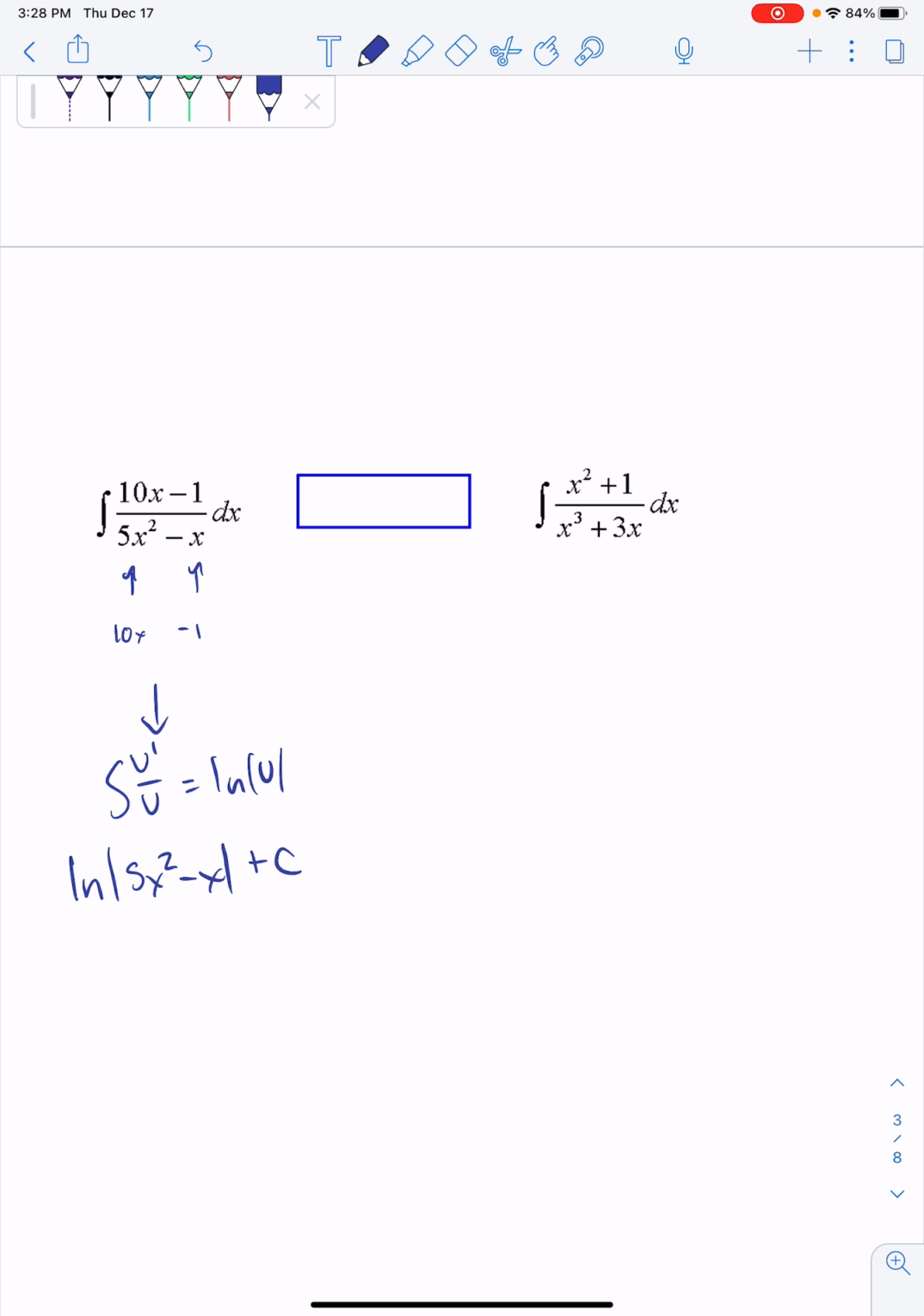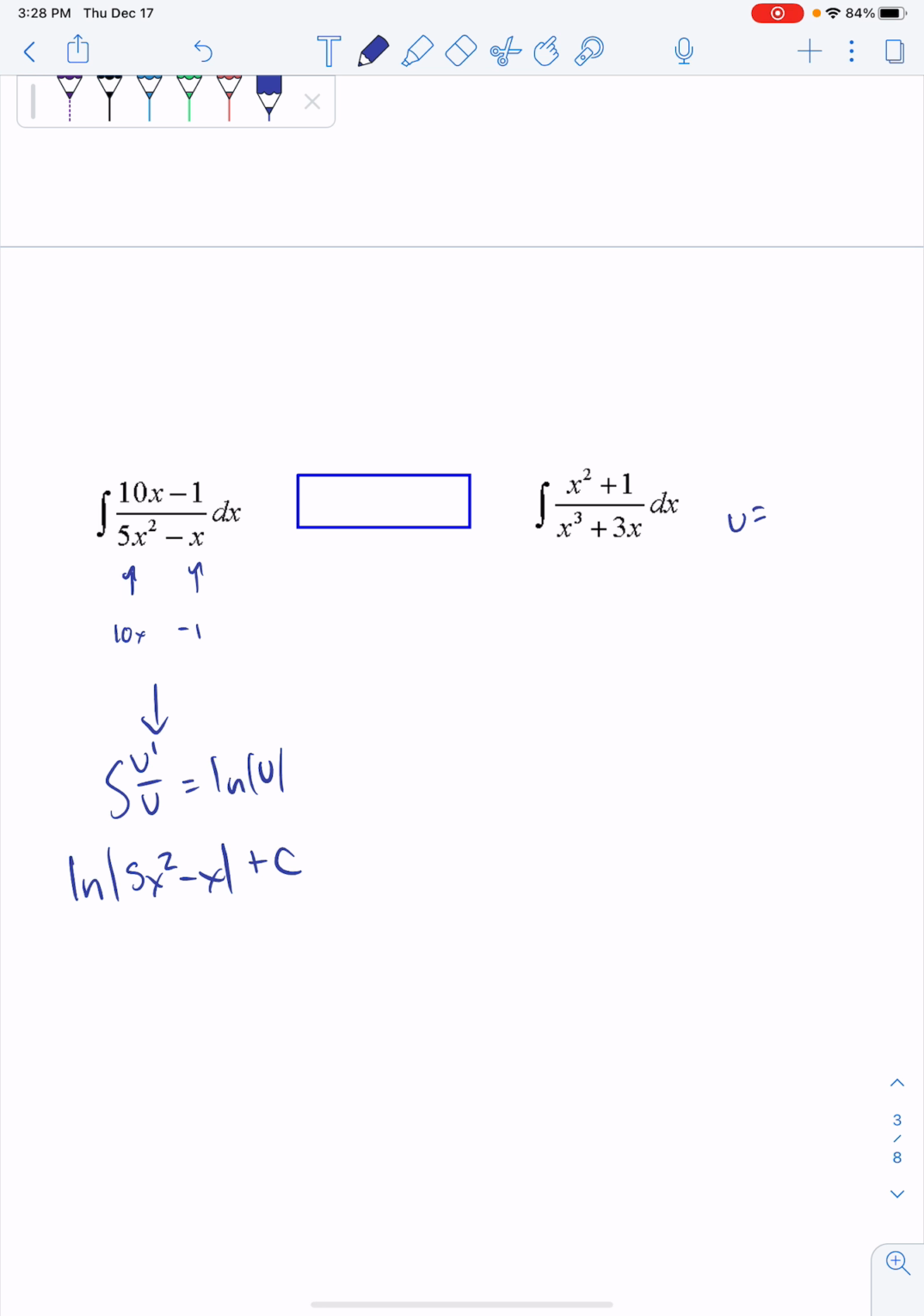Now this one over here on the right. All right, x squared plus 1 over x cubed plus 3x. If I look at taking the derivative of the bottom, I get 3x squared plus 3, and that doesn't look much like what I have on top. I mean, there's some similarities, but the numbers are quite a bit different.